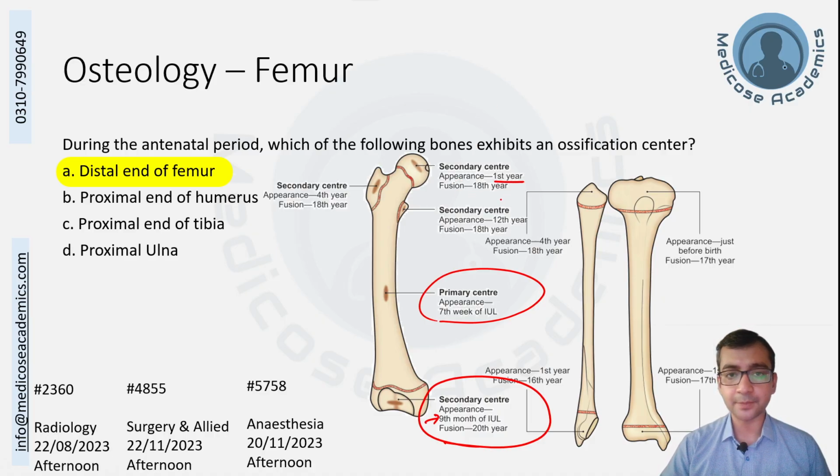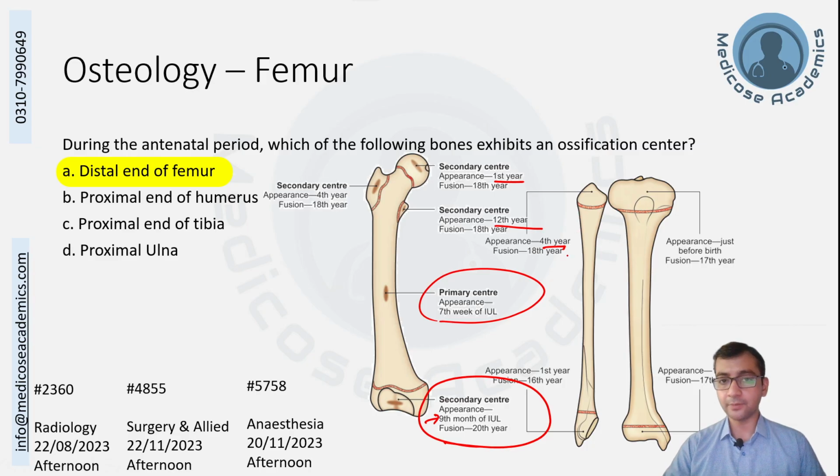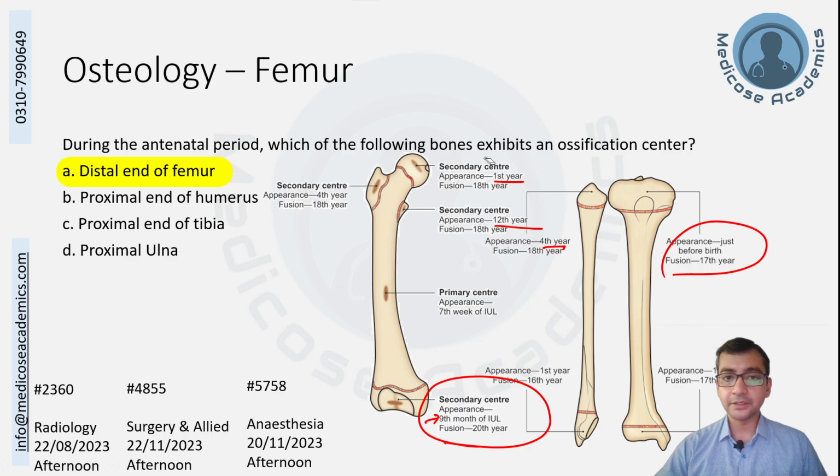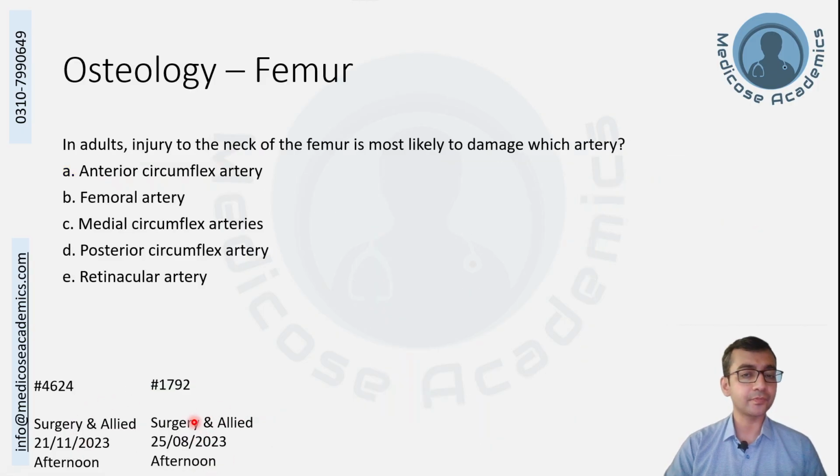You see, this is appearing in the first year, this is appearing in the 12th year, and for the femur and tibia, these are appearing after birth. But around the knee joint, the one that is at the lower end of the femur and the one that is at the upper end of the tibia, they appear just before birth in the 9th month. And this question has been asked quite frequently in the August as well as the November attempt in various specialities.